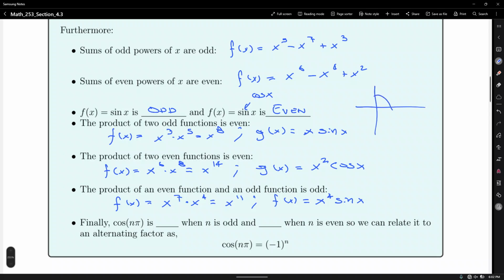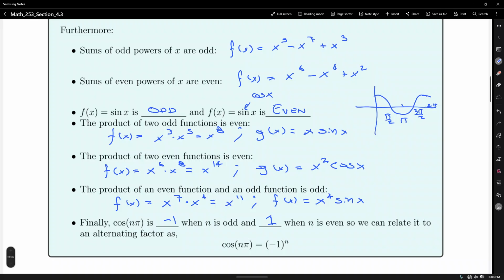Actually, look at the graph of cosine. That's pi, pi over 2, 3 pi over 2, and here 2 pi, right? What's the value at pi? Isn't that negative 1? It will be the same at 3 pi, 5 pi, 7 pi. What about when n is even? What's the value? Positive 1, right? So actually, we can relate this: cosine of n pi equals negative 1 to the n.